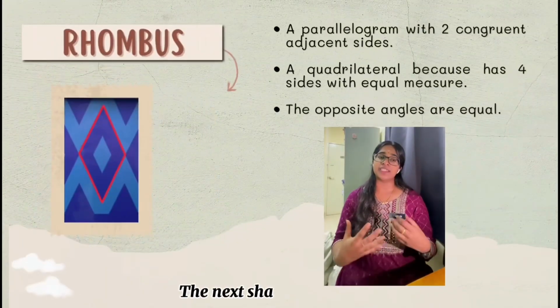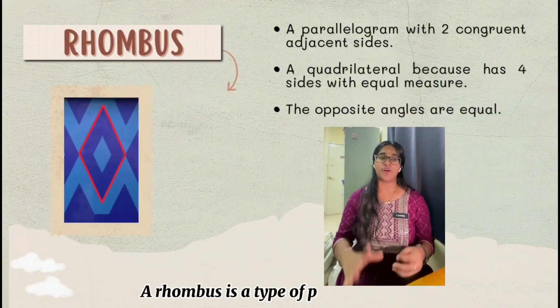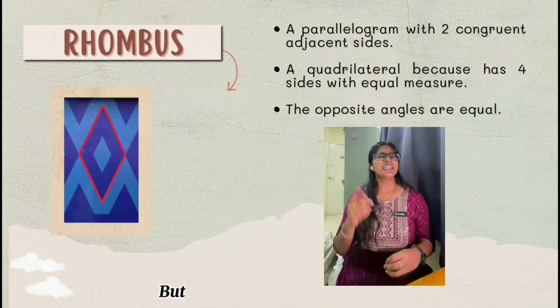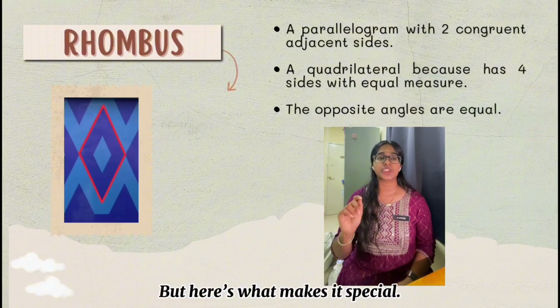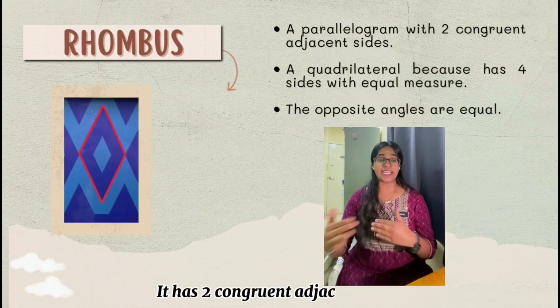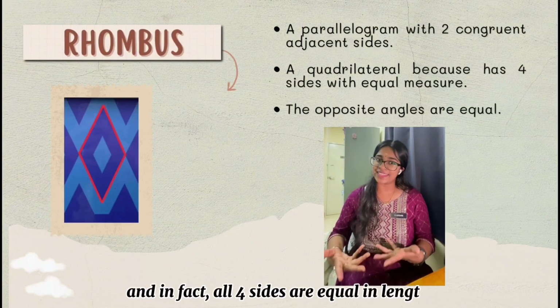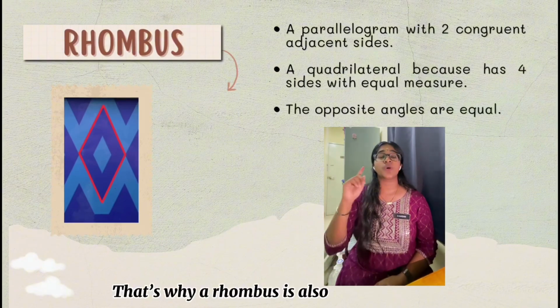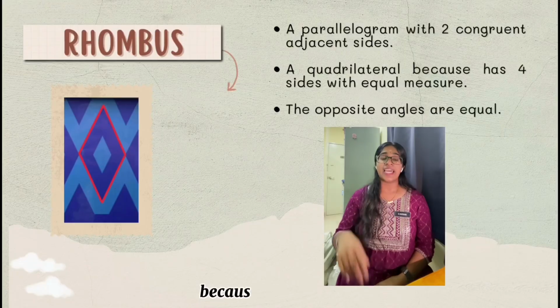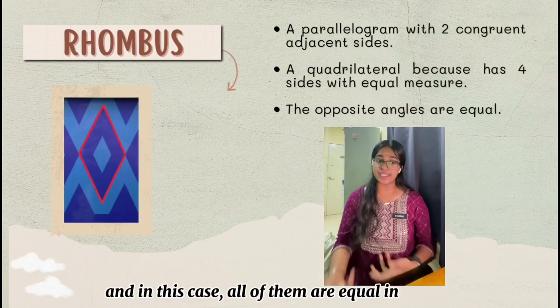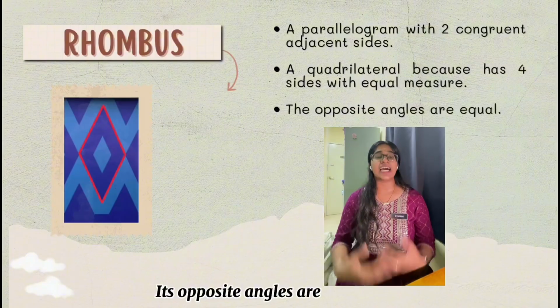The next shape is the rhombus. A rhombus is a type of parallelogram. That means its opposite sides are parallel. But here is what makes it special. It has 2 congruent adjacent sides, and in fact, all 4 sides are equal in length. That's why a rhombus is also a quadrilateral, because it has 4 sides, and in this case, all of them are equal in length. Its opposite angles are also equal.